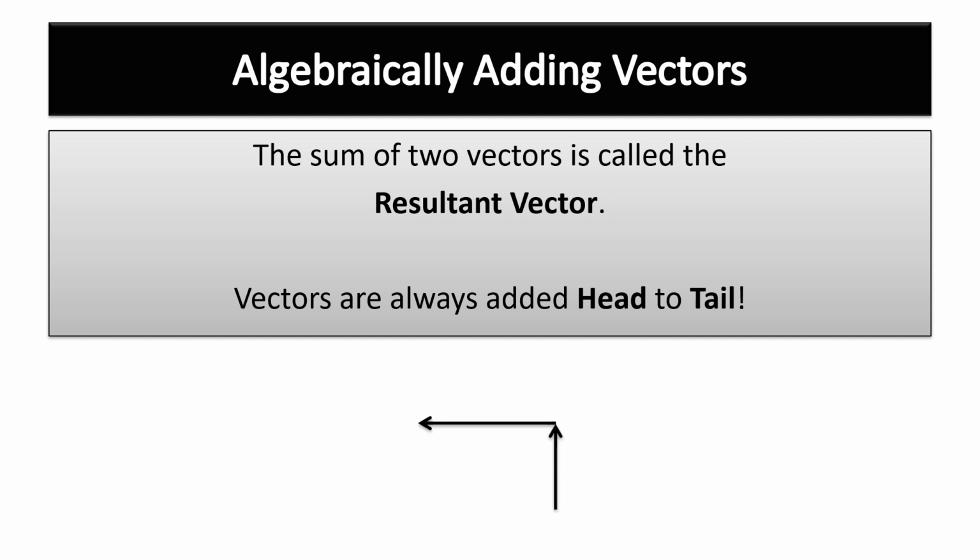Okay, we have a vector that goes west and a vector that goes north. Now, when we're determining the resultant, it doesn't go head to tail. You might think, oh, let me make the resultant. So that means I have an arrow going this way. Head to tail, I'm good.